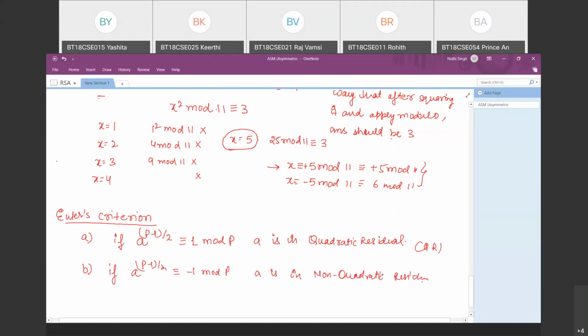Now, what is my quadratic residue and what is my non-quadratic residue? Actually, this type of equation, that is x square mod 11 congruent to 3.